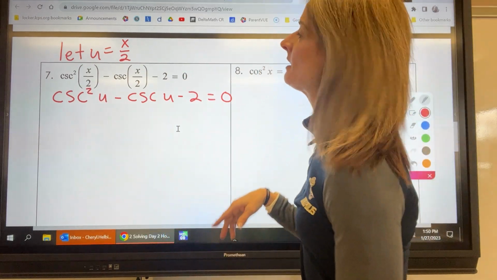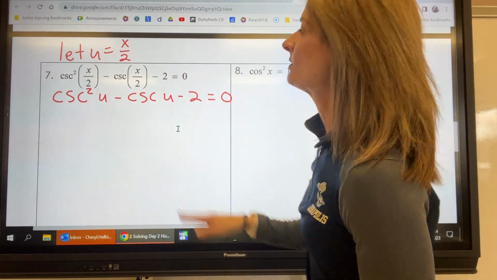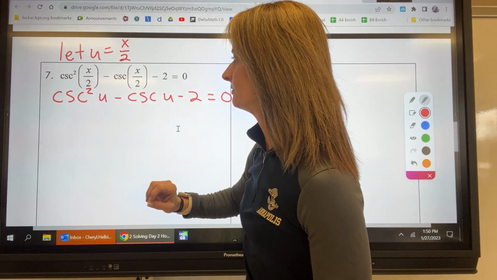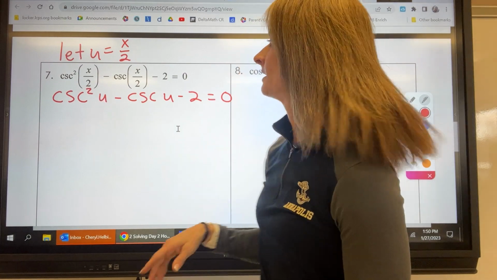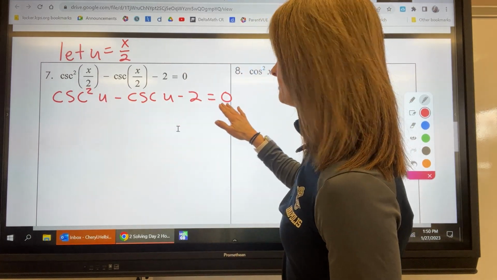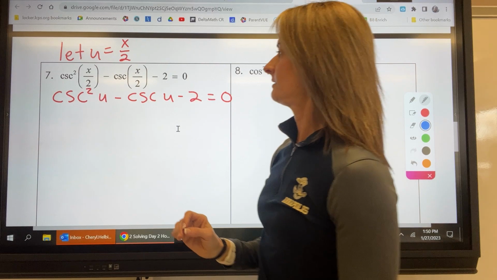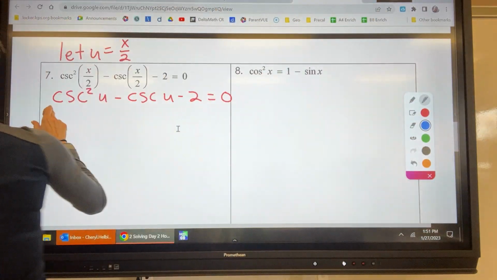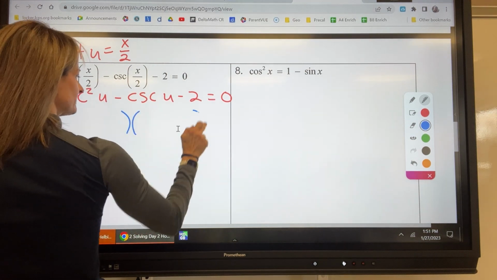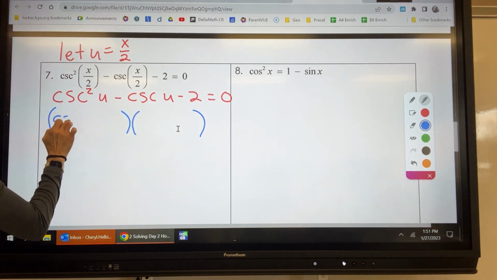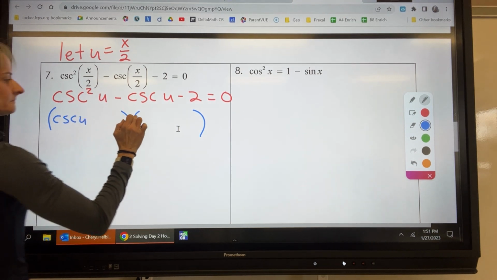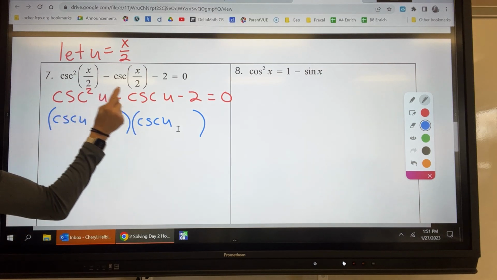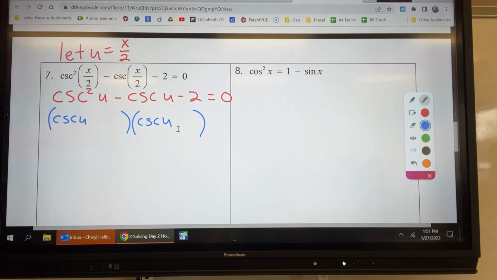for x, okay? So all I've done was substitute x over 2, put a u in for x over 2, which is why it's called u substitution. I see I've got a trinomial here. So that is gonna make me think I probably should try to factor now, okay? So I put my parentheses, put my cosecant, now cosecant of u times cosecant of u is cosecant squared, okay?